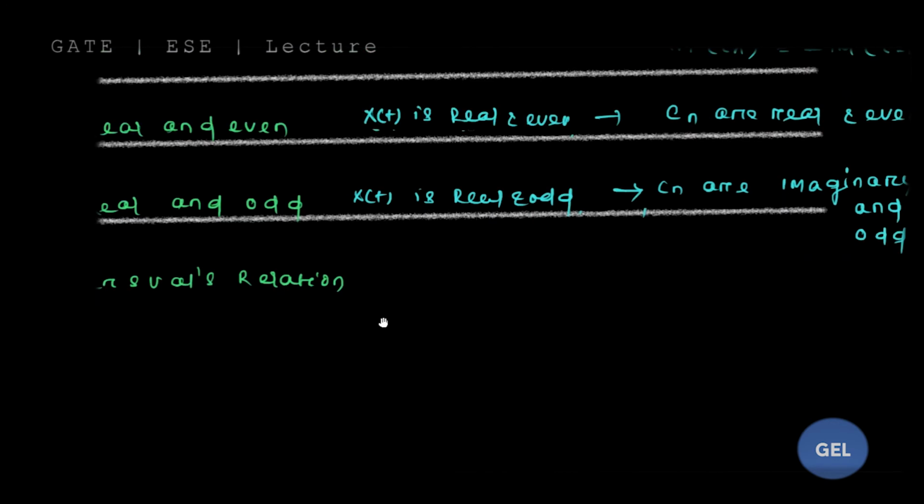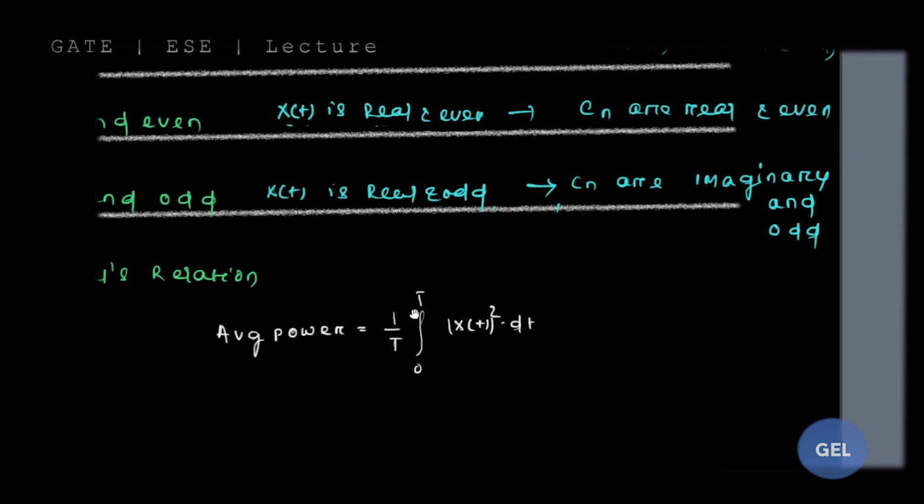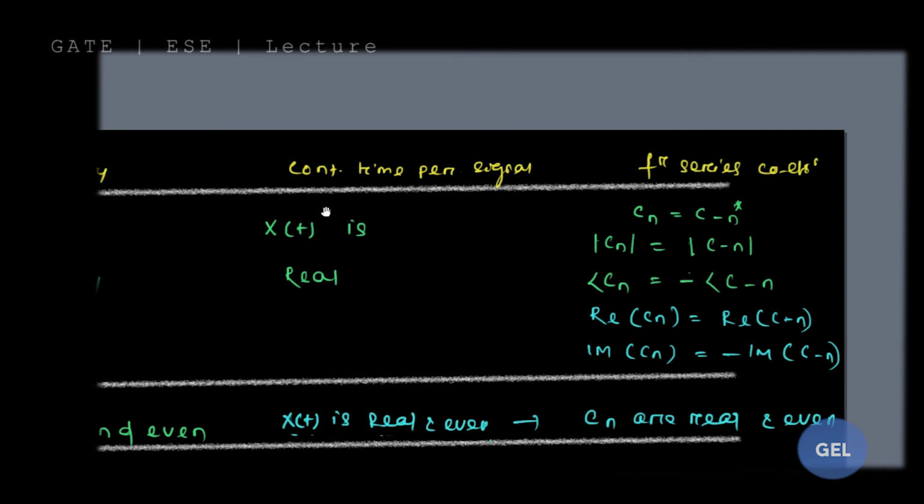I'll tell you, but you know average power, listen to this carefully. What is the formula of average power? Average power is 1 by T integration from 0 to T of mod x of t whole squared dt. This is the relation of average power, with limit T tends to infinity, from minus T by 2 to T by 2 with 1 by T, you can write it in any way. We know this relation. This is the relation in continuous time.